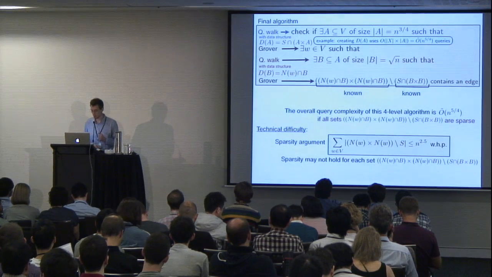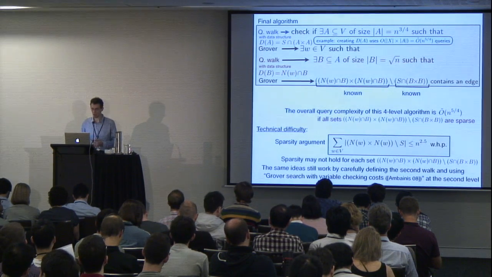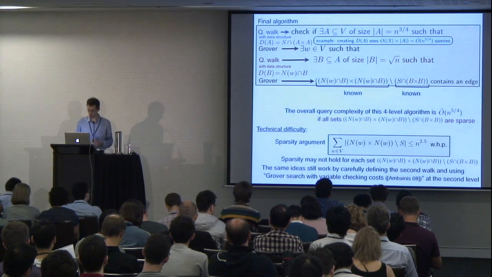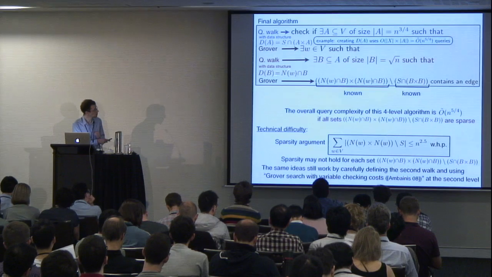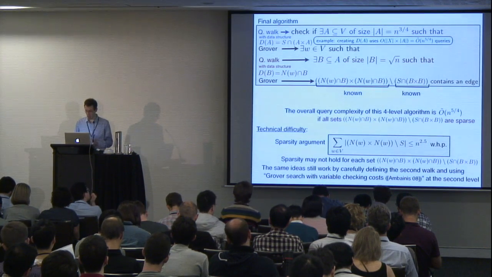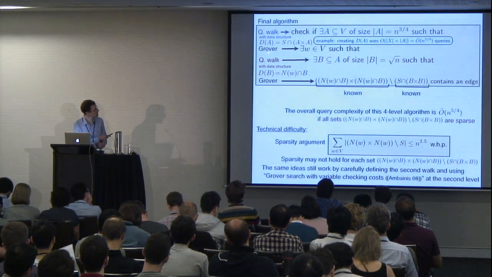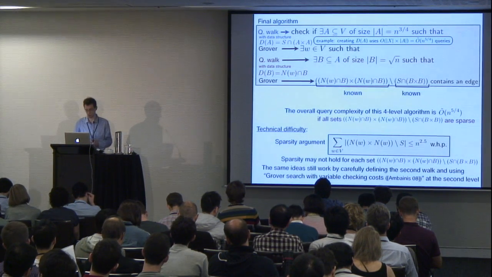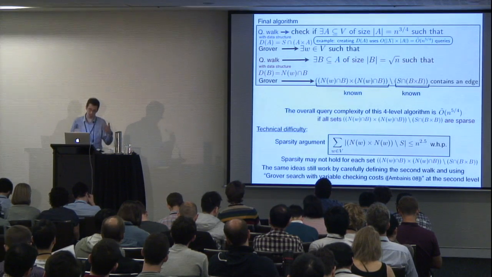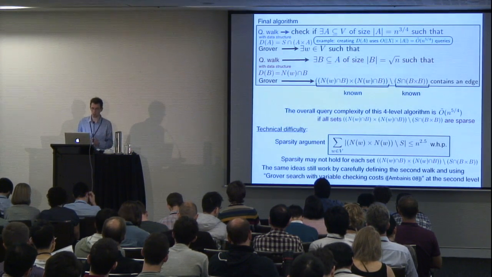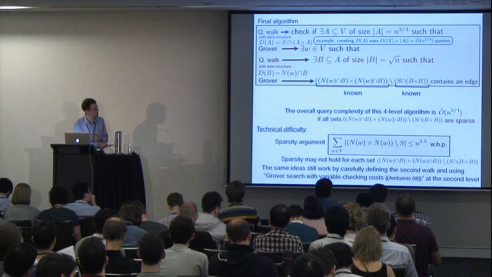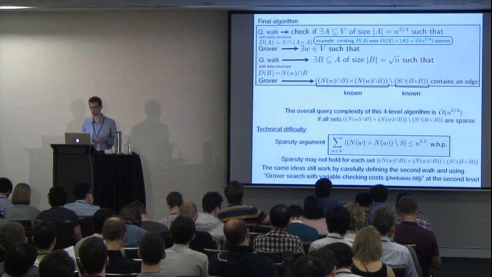But actually, we can overcome this difficulty by carefully redefining the second walk here, and replacing the Grover search here by Grover search with variable checking costs. And if you do this, the analysis of the complexity becomes much more involved, but we can still show that the final complexity is upper bounded by n to the 5/4 up to polylog factors.